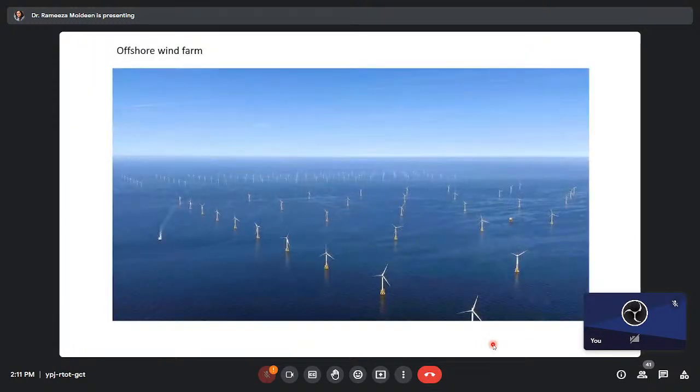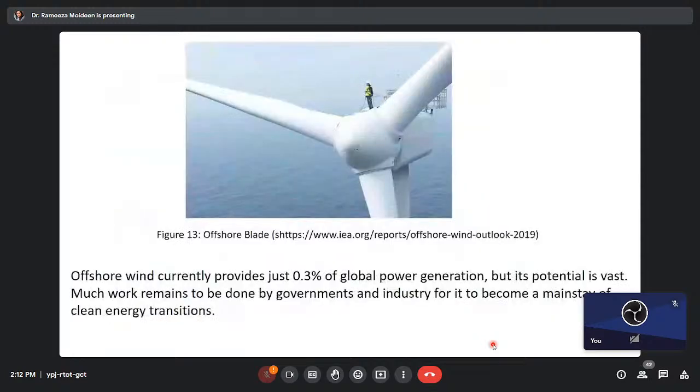This is how an offshore wind farm should look. When coming to the UK, we can see from the flight itself that there are so many fixed platforms, that is farms which have already been adapted in the area near the North Sea. So this is just to see how the shape will be. Currently offshore wind provides just 0.3% of the global power generation, but its potential is very vast. Much work needs to be done by the government and industry, and they are doing it.